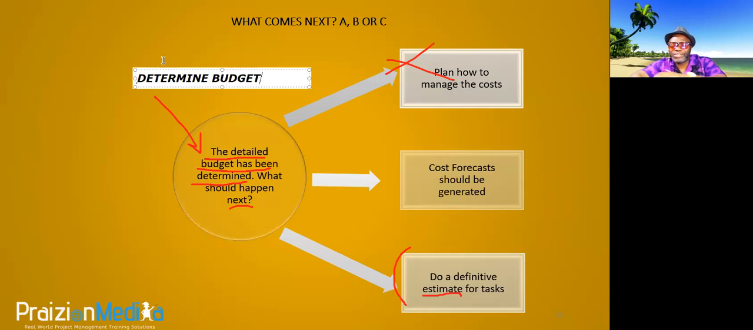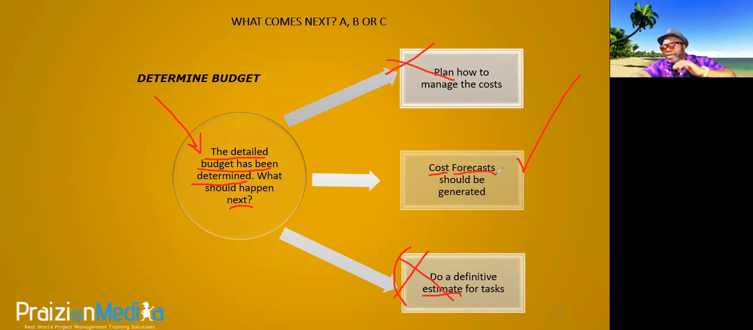So determine budget is what this describes. So it cannot be C because this should have come before determine budget. You get the logic? This is why you got to know the processes. So the only thing that happens after determine budget is control cost. And that's where we get cost forecast. The forecasts are a projection of what the end or the future of the project would be.